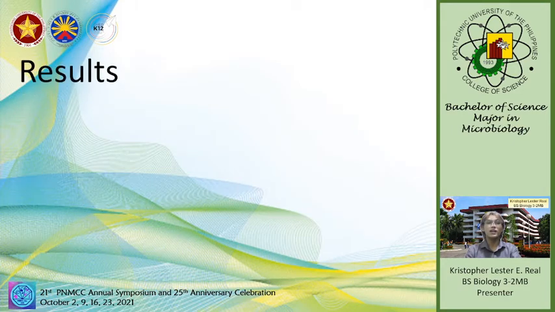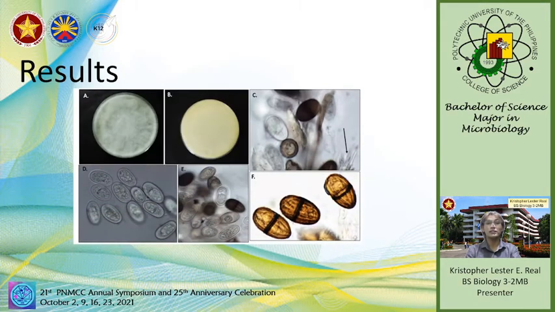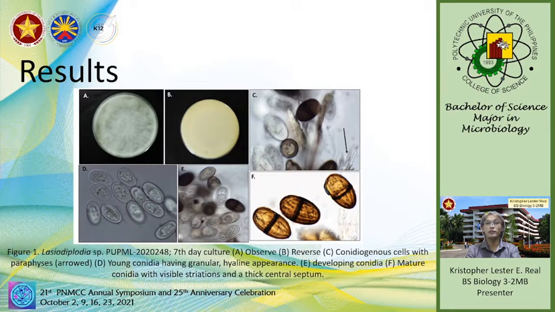For the result, the 7th-day colony of the isolate is fast-growing and appeared grayish-white, woolly with abundant aerial mycelium. The reverse has pale yellow to off-white color. The conidiogenous cells are pale brown, smooth, and cylindrical, and young conidia are hyaline, unicellular or septate, oblong to ellipsoid, and have thin walls, while mature conidia are dark brown, have one septum, ellipsoidal, thick-walled, and with visible longitudinal striations.